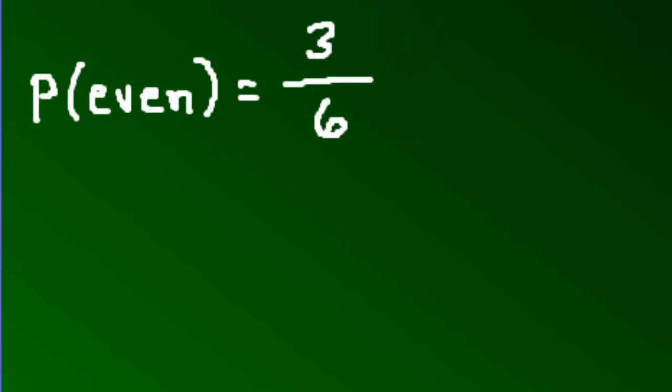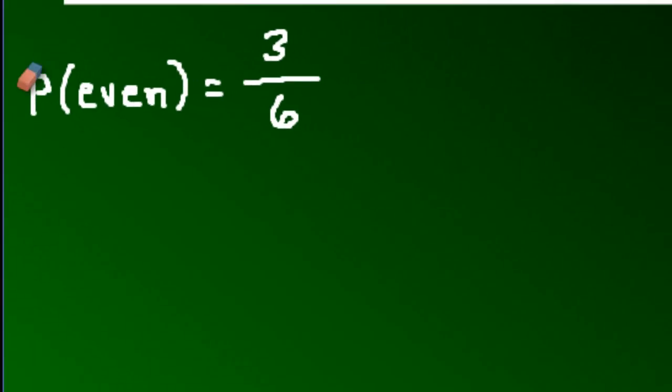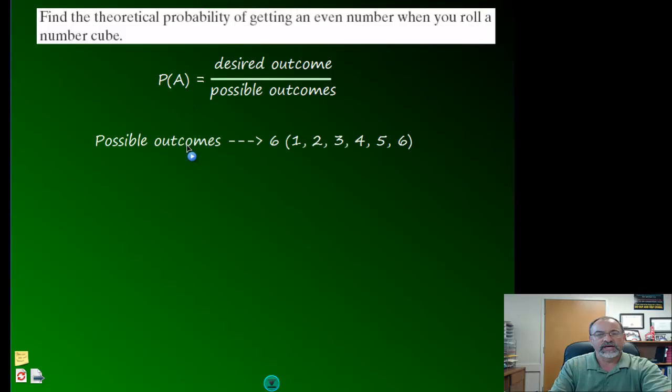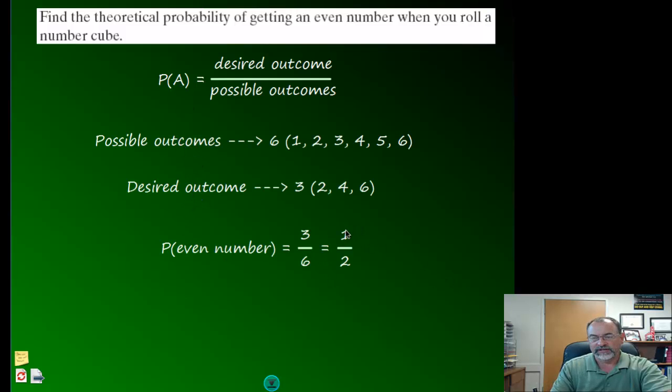So then I would reduce that, so my answer, or the probability, theoretically speaking, is 1 out of 2, or 1/2, which means half the time that I roll this number cube, I should get an even number. Now, does that mean that half the time I will get an even number? No, this is just theoretically speaking.